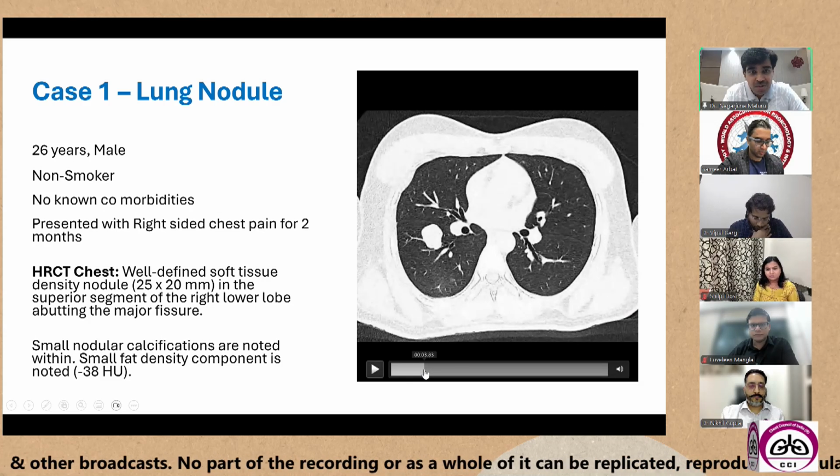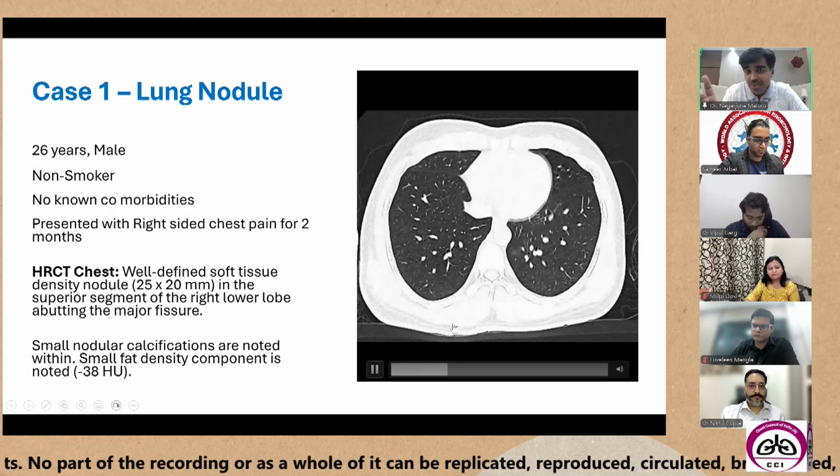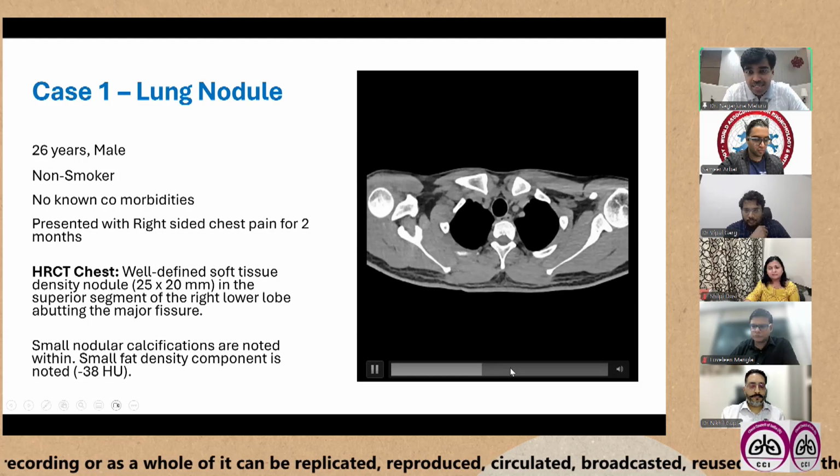Okay, this is the nodule which you can see. It's a lobulated nodule. Only one single nodule, nothing else. The rest of the lung parenchyma is normal. The same thing on the mediastinal cut.